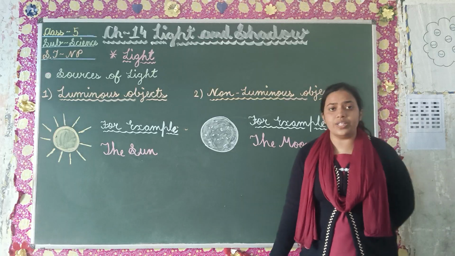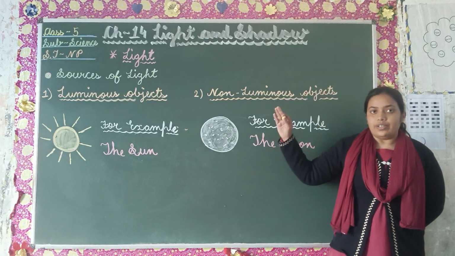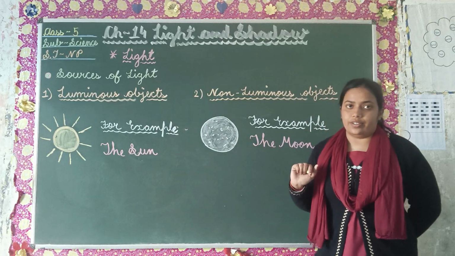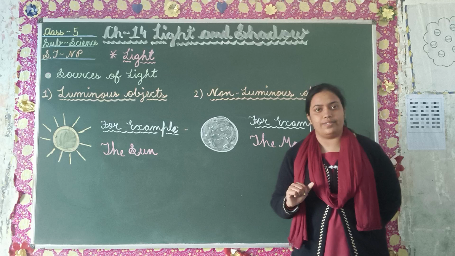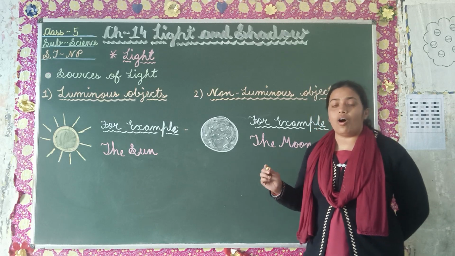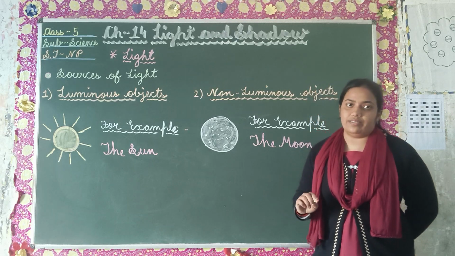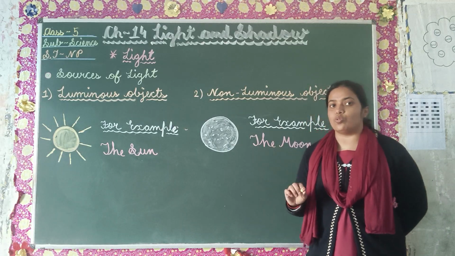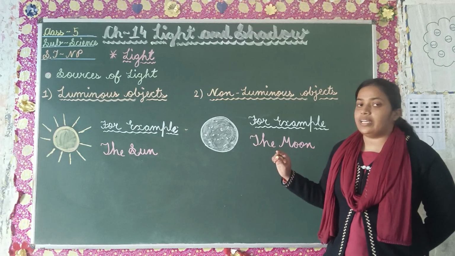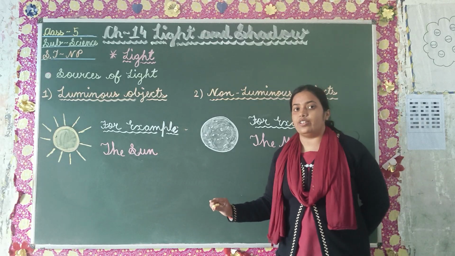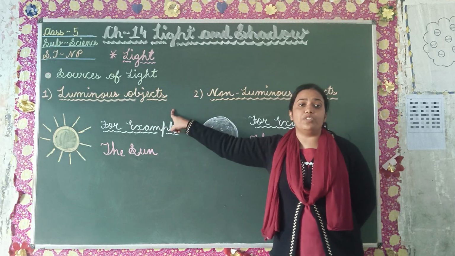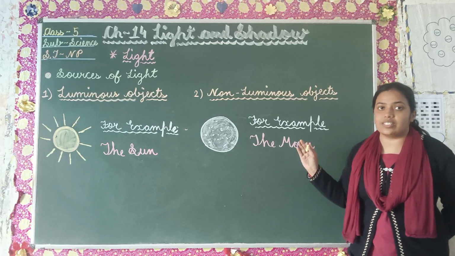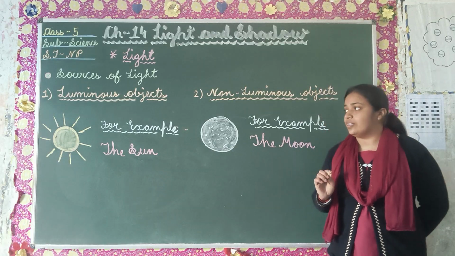Students, our first topic is sources of light. What do you know about the sources of light? Objects that give us light are the sources of light. Based on sources of light, they can be classified into two parts, that is luminous objects and non-luminous objects. So in today's class we are going to discuss these sources of light.